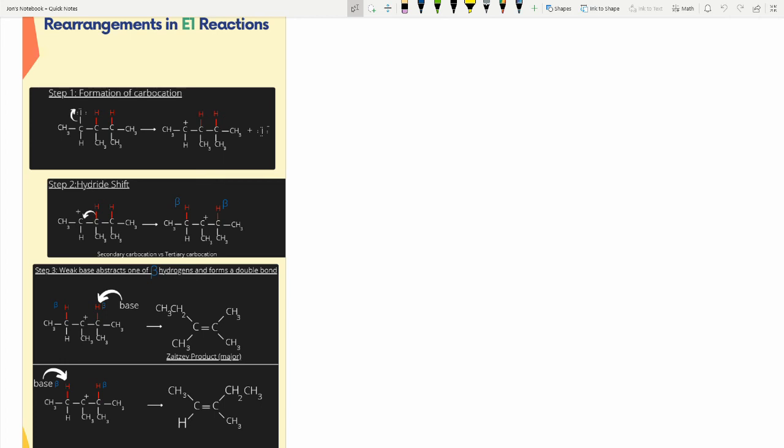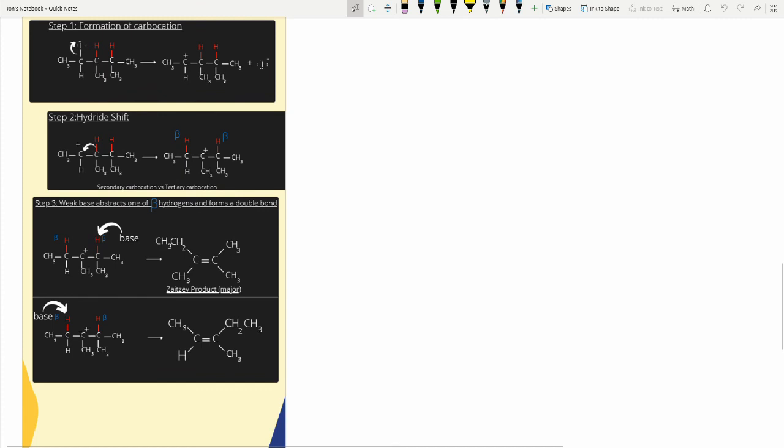And now the last step is the base to abstract the hydrogen, the beta hydrogen. And so on top, we have the base abstracting the beta hydrogen to the right, which forms the tetra-substituted alkene. And on the bottom, we have the base abstracting the beta hydrogen to the left, which forms a tri-substituted alkene. Now, again, according to Zaitsev's rule, the top product would be the major product. Now, this concludes our E1 reaction video.